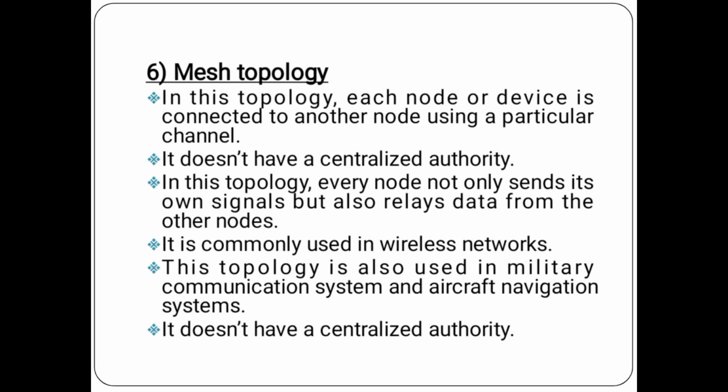Mesh topology. In this topology, each node or device is connected to another node using a particular channel. It doesn't have a centralized authority. In this topology, every node not only sends its own signals but also relays data from the other nodes. It is commonly used in wireless networks. This topology is also used in military communication systems and aircraft navigation systems.